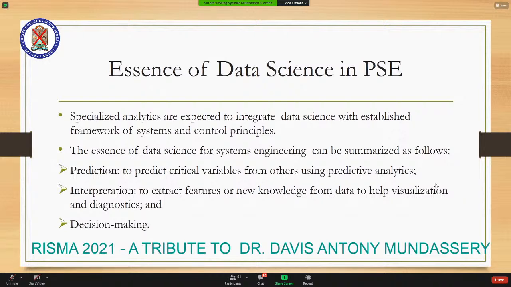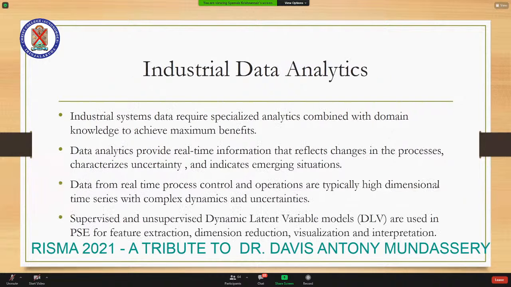So, industrial data analytics. In this slide, I say that industrial system data require specialized analytics combined with domain knowledge to achieve the maximum. I mentioned that earlier, because we need to combine those two together. We need to have some kind of domain knowledge, and we also need to use specialized data analytic techniques to extract the information. That will help us optimize the process or get the maximum benefit out of it.